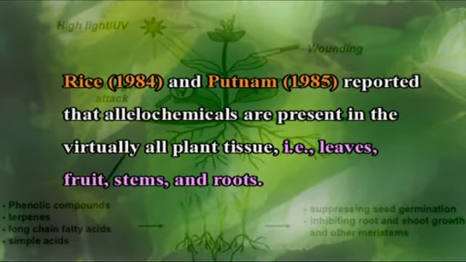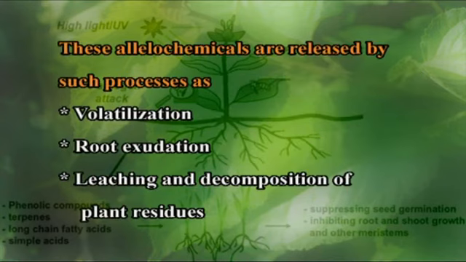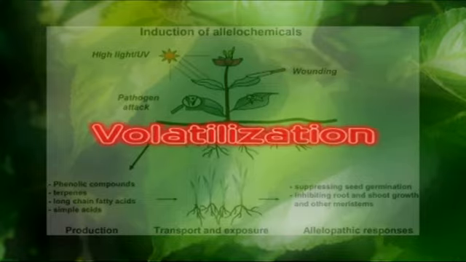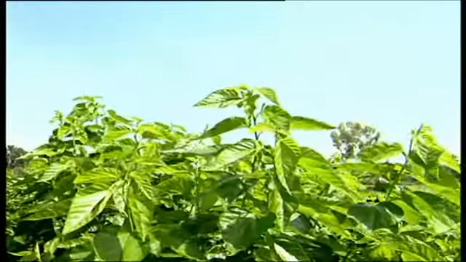Rice 1984 and Putnam 1985 reported that allelochemicals are present in virtually all plant tissue, that is leaves, fruit, stem and roots. These allelochemicals are released by such processes as volatilization, root exudation, leaching and decomposition of plant residues. According to Rice 1984 and Putnam 1985, there are 4 ways in which chemicals are released. Volatilization, that is released into the atmosphere.